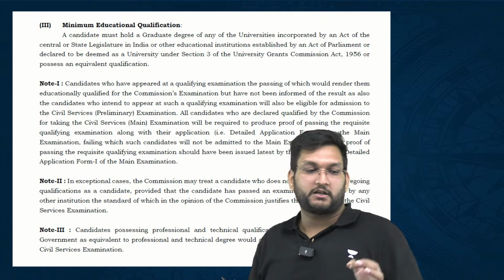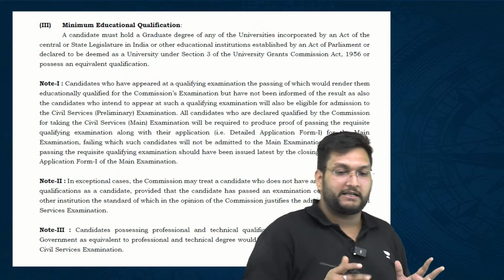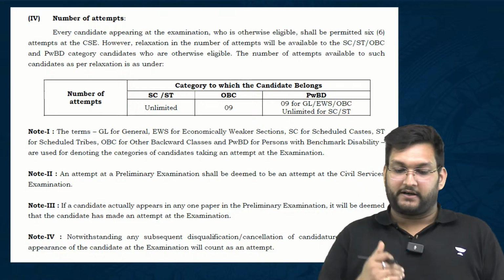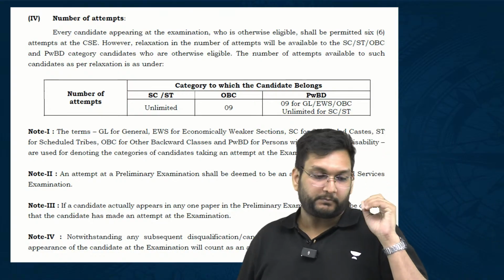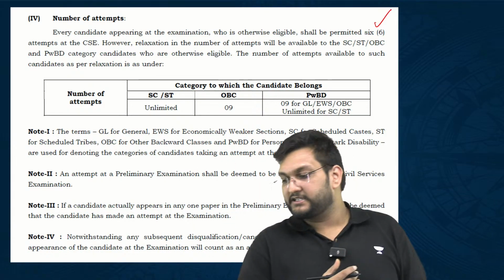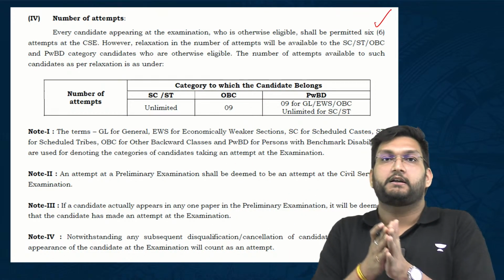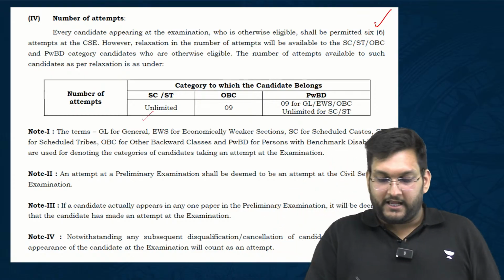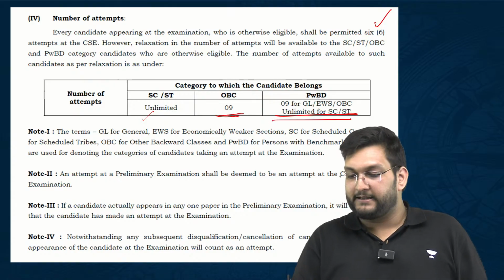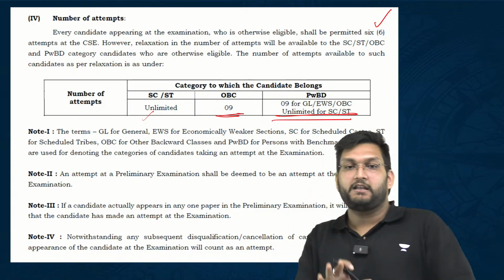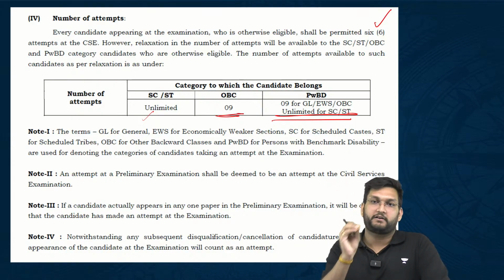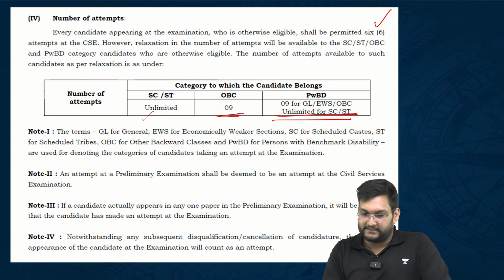Thereafter, minimum educational qualification should be a graduate under the Section 3 of UGC Act 1956. Further, number of attempts is important. General candidate 6. Thereafter, relaxations for different categories. SC/ST unlimited attempts, OBC 9, and PWD under certain categories 9. Again, you should read these sections very closely if you already are belonging to these categories.